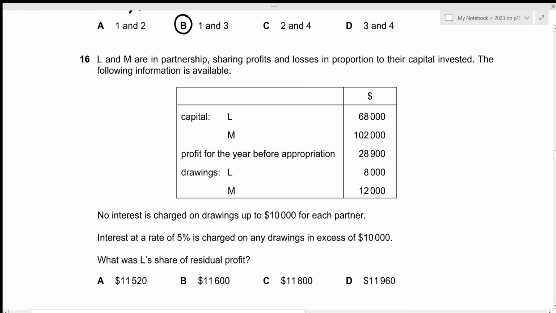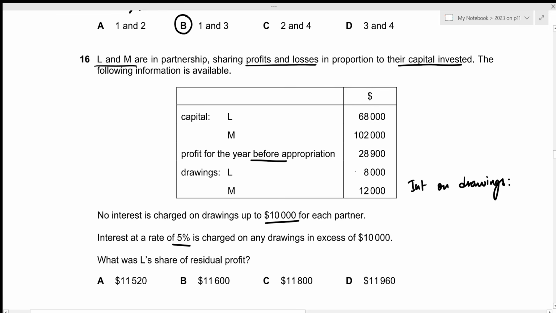Now for the 16th question, L and M are in partnership, sharing profits and losses in proportion to their capital invested. The following information is available. So we have been given the capital balances for L and M. We have the profit for the year before appropriation. We have the drawings. Then no interest is charged on drawings up to 10,000 for each partner. Interest at a rate of 5% is charged on any drawings in excess of 10,000. Okay, so let us calculate the interest on drawings.